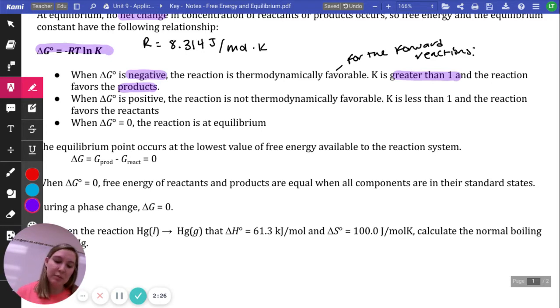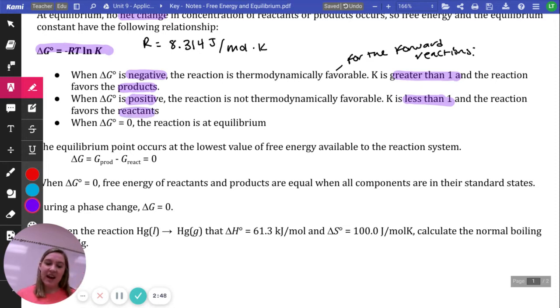Now, when delta G is positive, the reaction is not thermodynamically favorable. Again, that's for the forward reaction only. So our forward reaction isn't thermodynamically favorable, but our reverse reaction will be. So K will be less than 1, and our reaction will favor the reactants.